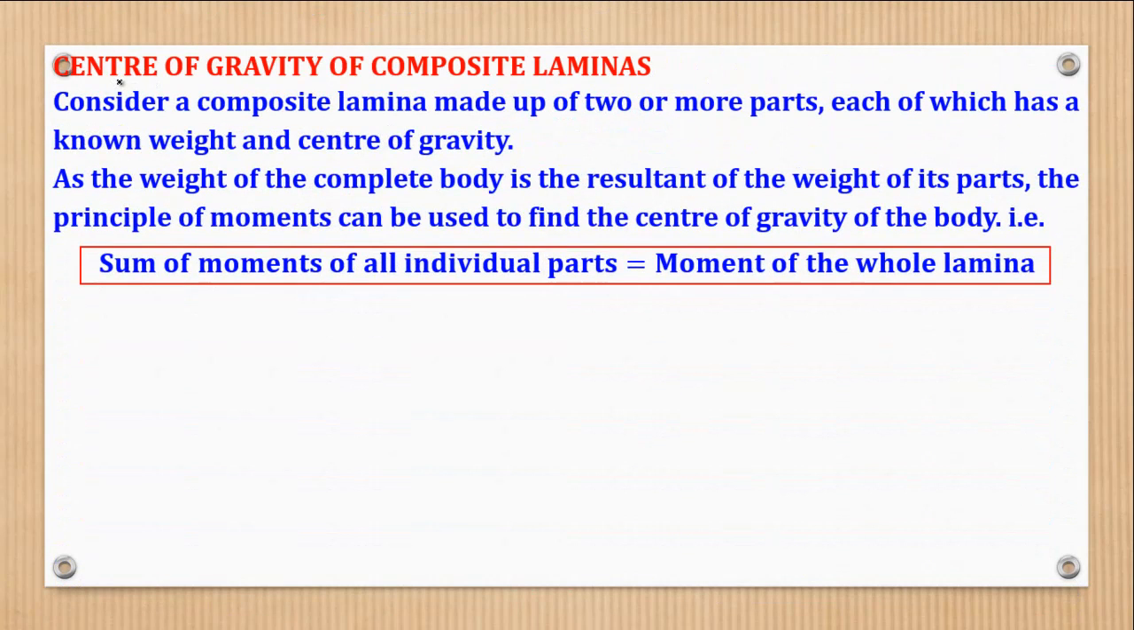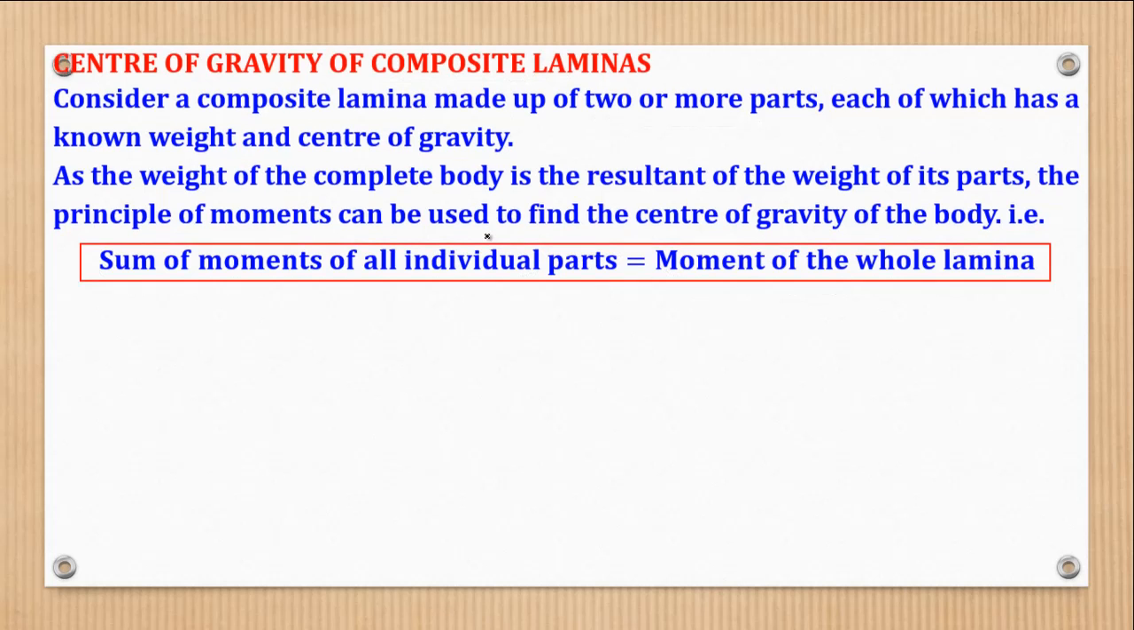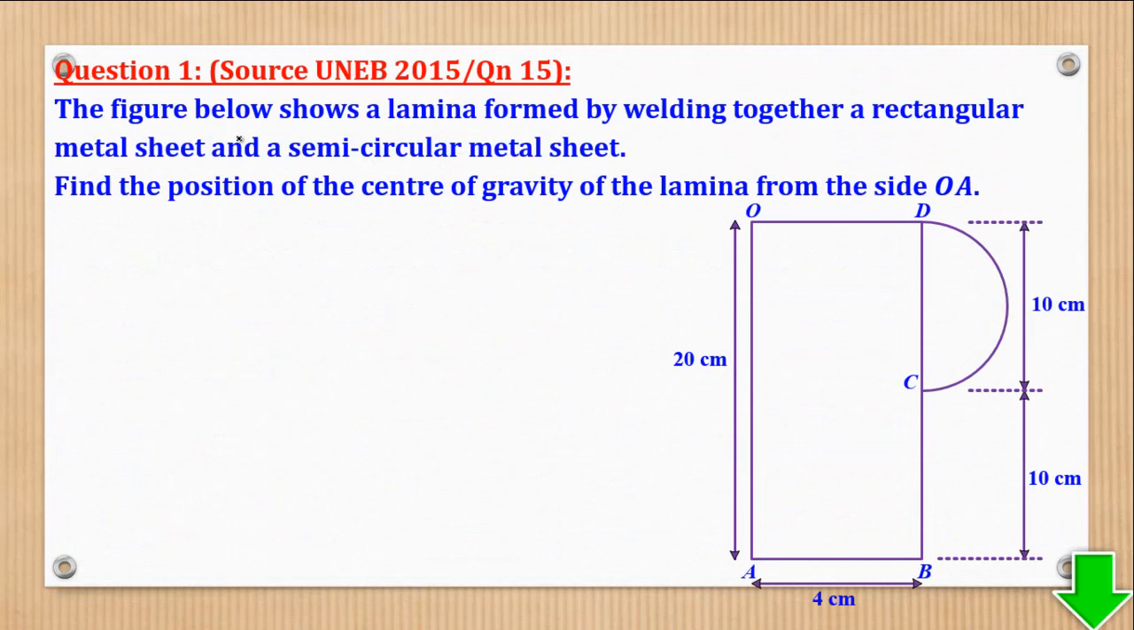Now that we have seen the centers of gravity of individual laminas, we shall look at composite laminas. Composite means two or more individual laminas are combined to form a composite lamina. They will still use the same principle that the sum of moments of all individual parts will be equal to the moment of the whole lamina when all parts are added, just as we did for center of gravity of particles. So let's see how to go through these questions.